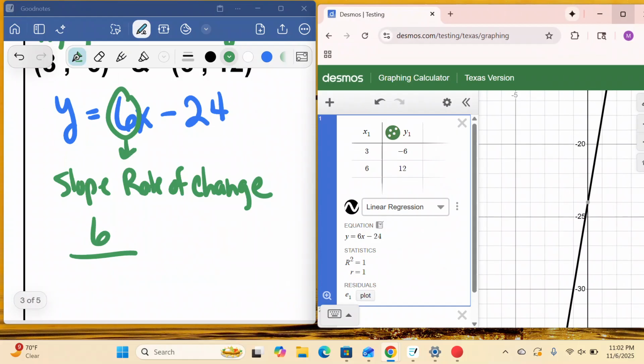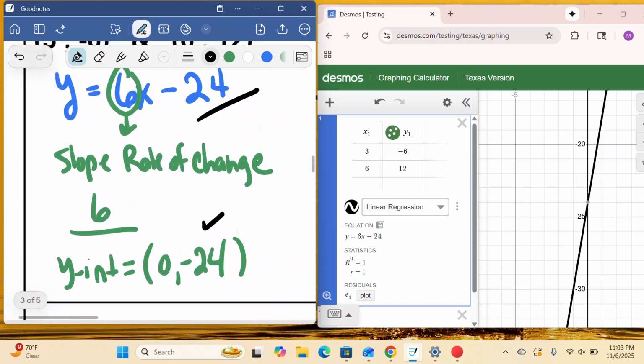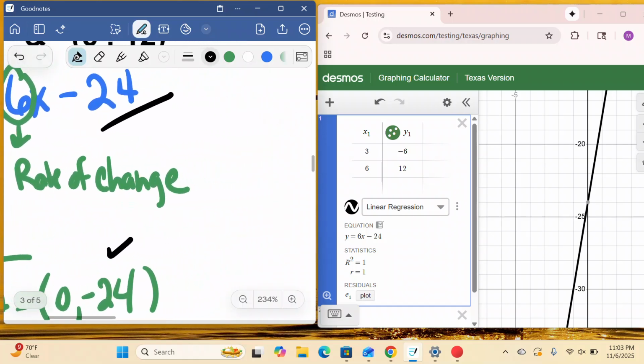So I'm going to take this off and I'm going to say, well, my y-intercept equals (0, negative 24). And if I want to check my work, all I have to do is look at what my y-intercept is right there. It is negative 24. So that tells me, hey, that is a correct answer.